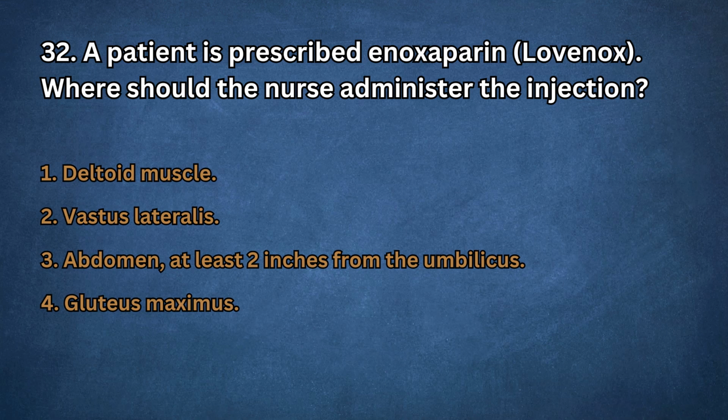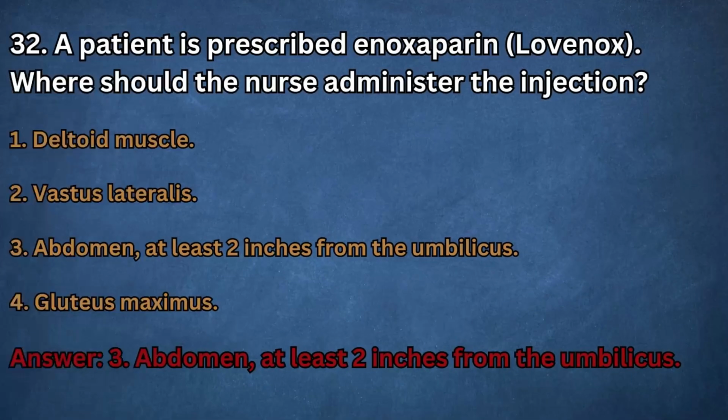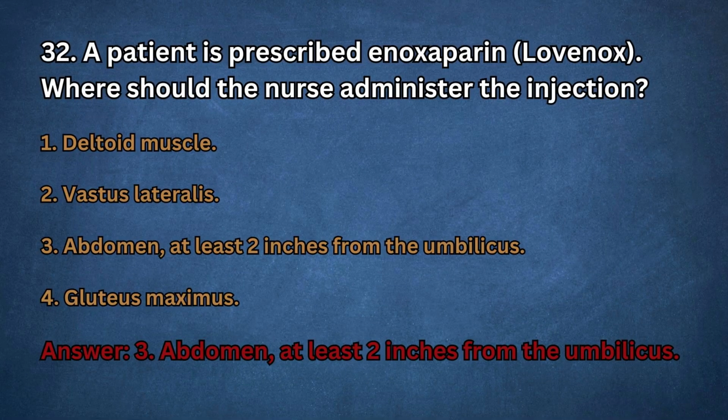32. A patient is prescribed enoxaparin, Lovenox. Where should the nurse administer the injection? 1. Deltoid muscle. 2. Vastus lateralis. 3. Abdomen, at least 2 inches from the umbilicus. 4. Gluteus maximus. Answer: 3. Abdomen, at least 2 inches from the umbilicus.